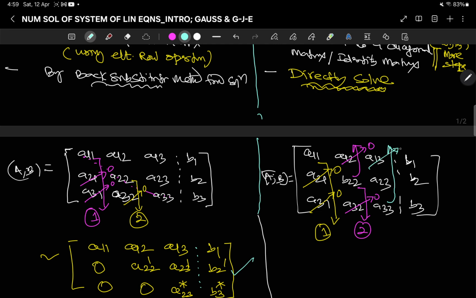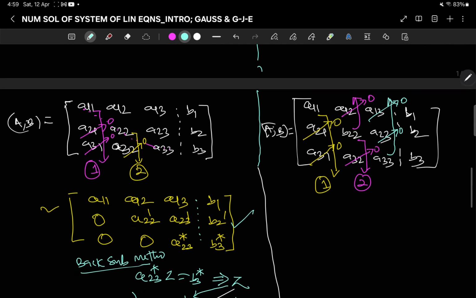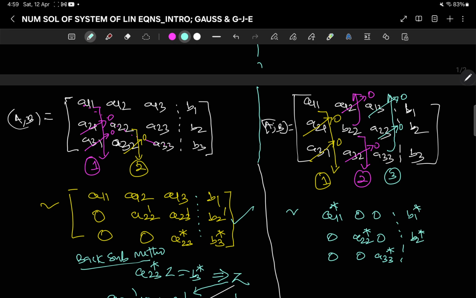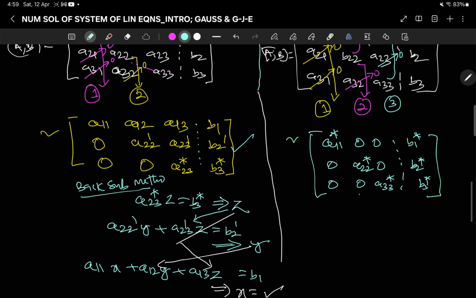Use this to bring this position 0 and this position 0 here. Okay, so accordingly the reduced system, this is your third step. So the reduced system will be A11 star 0 0, 0 A22 star 0 and 0 0 A33 star. And here also there will be certain change, B1 star, B2 star and B3 star. It is actually a diagonal matrix here. It is again a diagonal matrix.